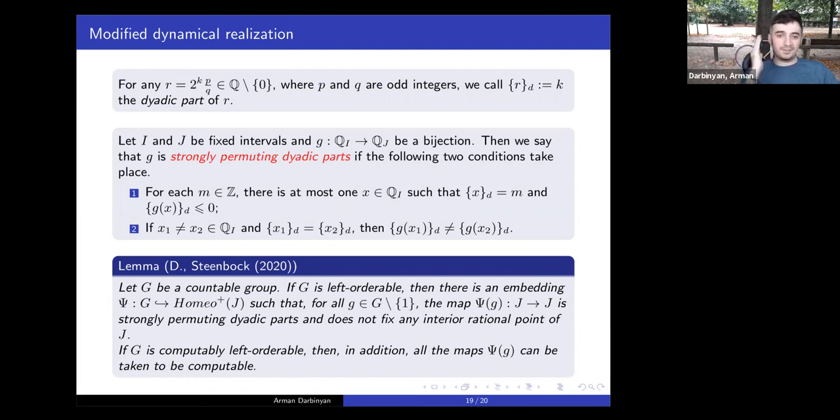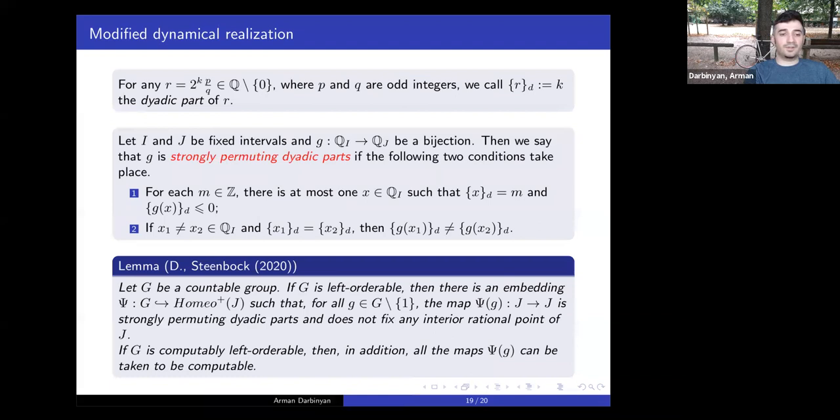Then we have this concept of strongly permuting dyadic parts. The statement is a little bit technical, though not too much. It's of some combinatorial flavor, I would say. So it says that if you have G that is a bijection between Q sub I and Q sub J, where Q sub I is the set of rational numbers in the interval I, and correspondingly we define Q sub J, then this bijection will strongly permute dyadic parts if these two properties take place.